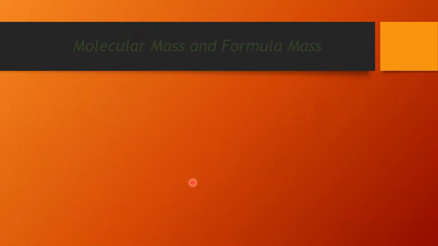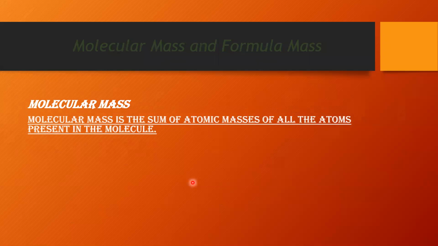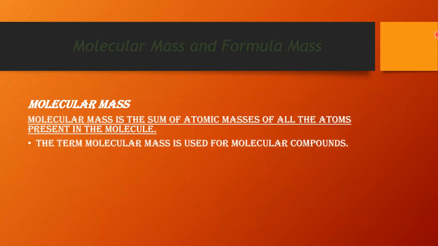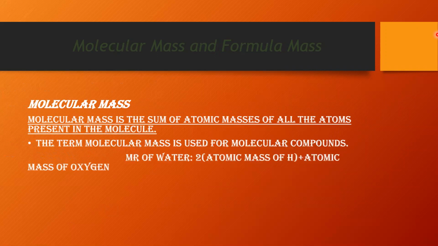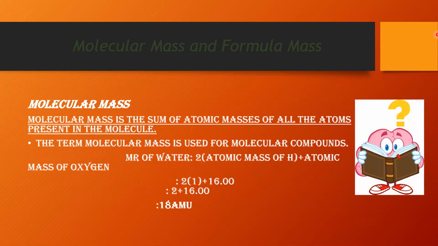Next is, we are talking about molecular mass and formula mass. What is molecular mass? Molecular mass is the sum of atomic masses of all the atoms present in the molecule. So the term molecular mass is used for molecular compounds. So the molecular mass of water, as all of you know, is 18 AMU. AMU means atomic mass unit. 2 hydrogen and 1 oxygen.